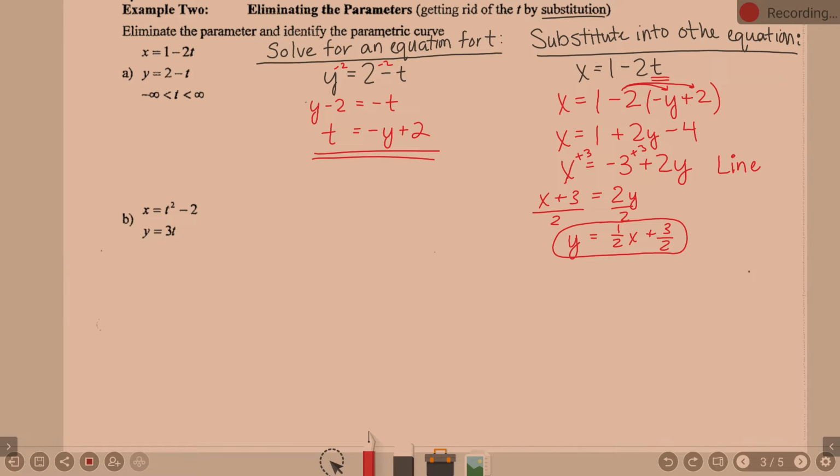Okay? So when I identify the parametric curve, this is a line, right? And what do we know about this line? It's linear. A line is linear, yes. Specifically, what about this line, though? What does this equation tell me? If you were to graph this by hand right now, what do you know? Slope is 1 half. Y-intercept is 3 halves. So this is a line with slope equals 1 half and y-intercept equals 3 halves. Okay? Now, officially, the key there is to be able to state that it's a line. But a little bit of description here is what I was going for.